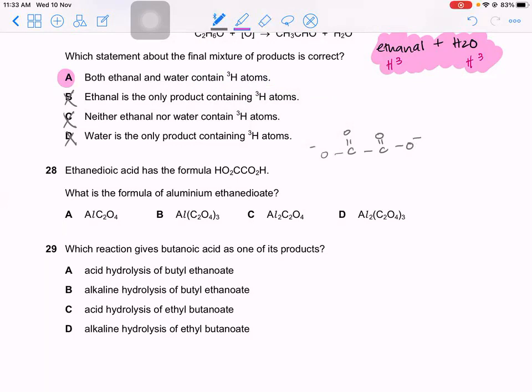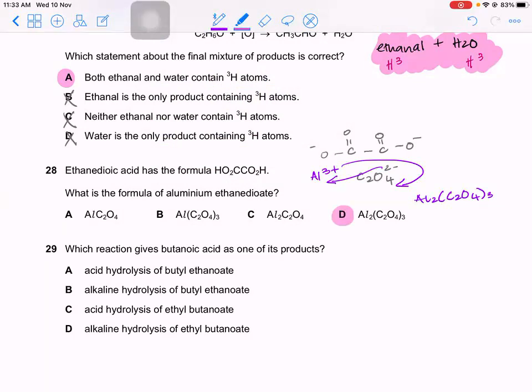How many minus charges do we have? Total 2. Can I write this as C2O4 2 minus? Yes. And aluminum has a charge of Al 3 plus. So this 3 goes here, this 2 comes here. This will become Al2(C2O4)3. The answer therefore is D.